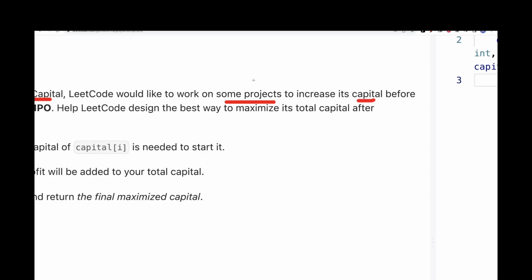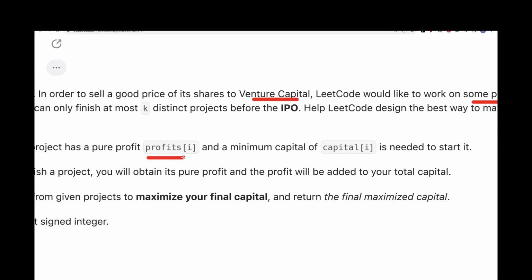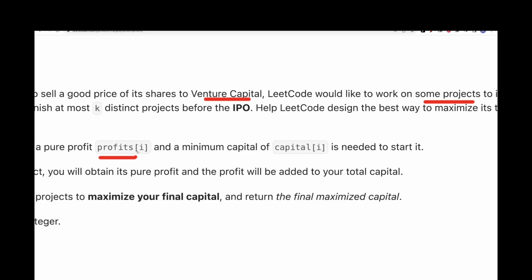And these projects each have a profit, right? And when we do a project, we get that profit. And each project also has a minimum capital, so we can't do that project unless we have that capital.